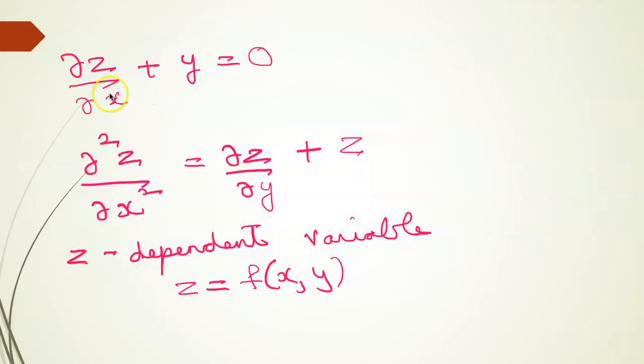For example, given del z by del x plus y equal to 0, there is one partial derivative with respect to x. Del 2 z by del x squared is del z by del y plus z. Again, there are two partial derivatives. And here z is the dependent variable. z is a function of x and y.